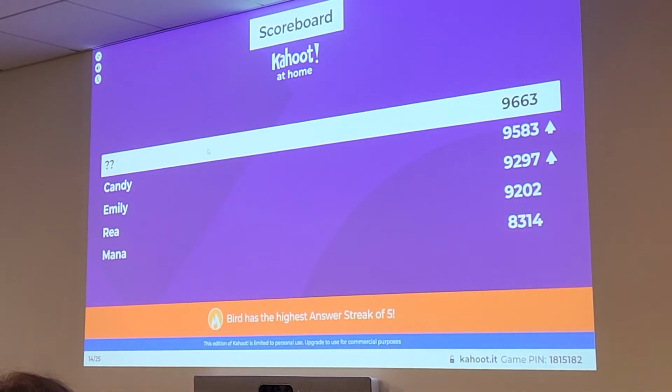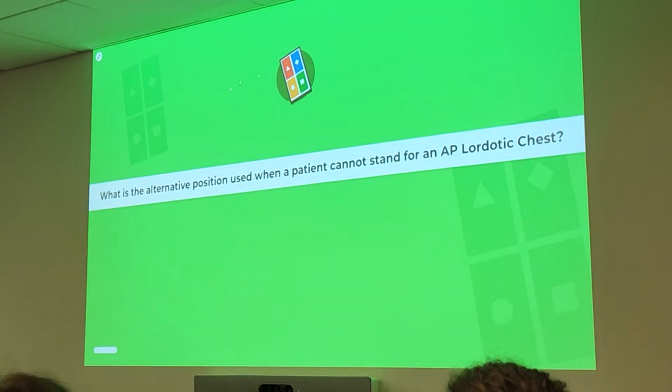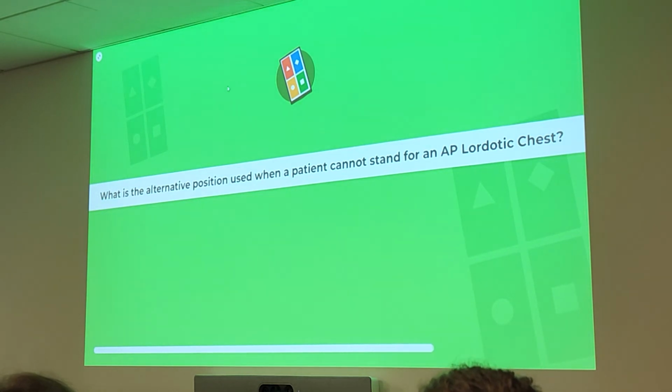The mystery contestant. What is the alternative position used when a patient cannot stand for an AP lordotic chest?